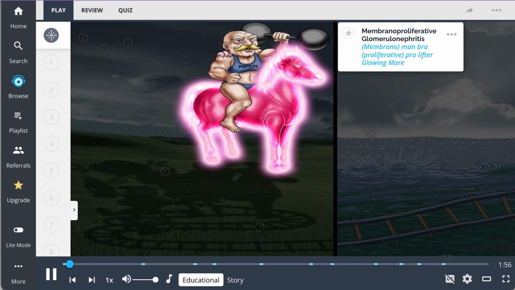Membranoproliferative glomerulonephritis, abbreviated MPGN, is portrayed by the professional heavy weightlifter, pro lifter wearing a man bra for membrano and riding a glomer, glomerulonephritis. Man bra pro lifter glowing mare, membranoproliferative glomerulonephritis.